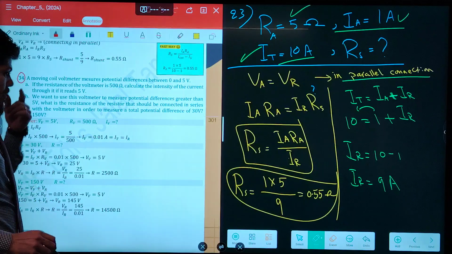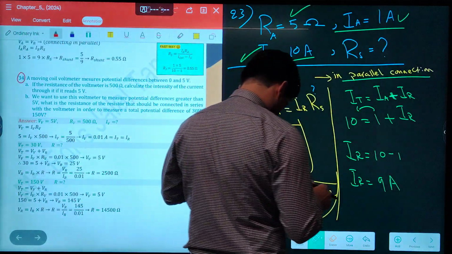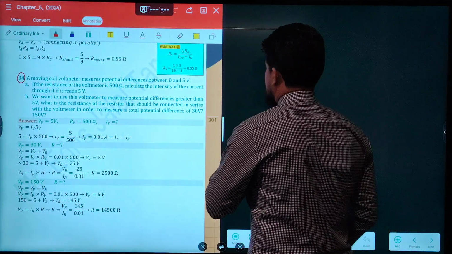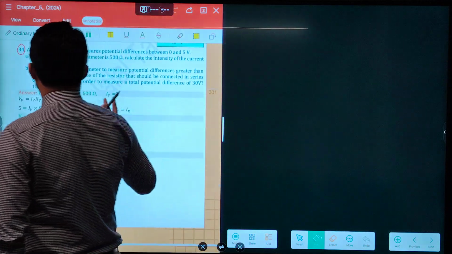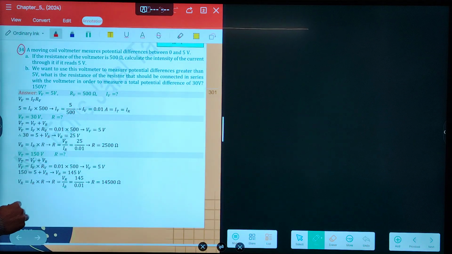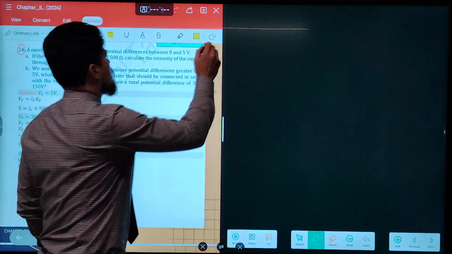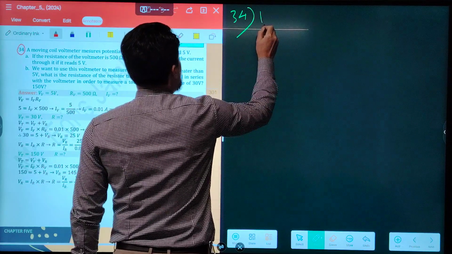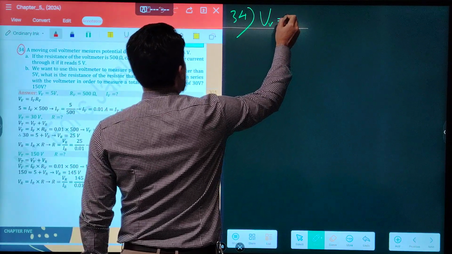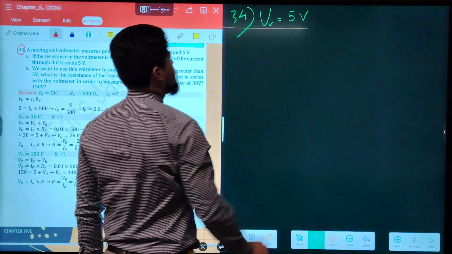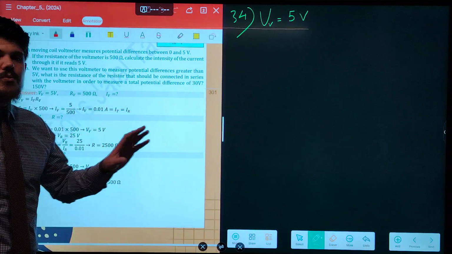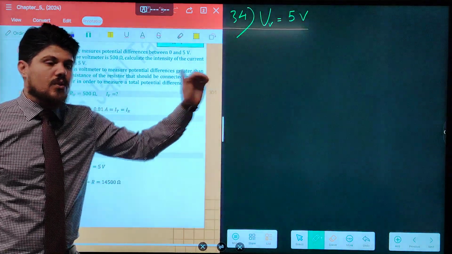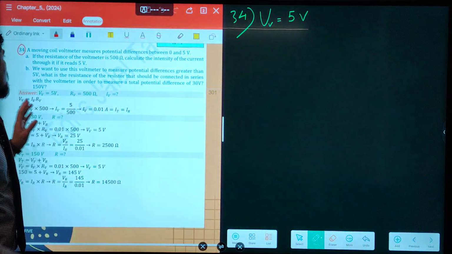Question 34, guys, look. The question says, a moving coil voltmeter measures potential differences between 0 and 5 volt. The maximum voltage in this voltmeter is 5 volt. The potential difference across the voltmeter is equal to 5 volt. This is V sub V. What do you mean by V sub V? The potential difference across the voltmeter is 5 volt.